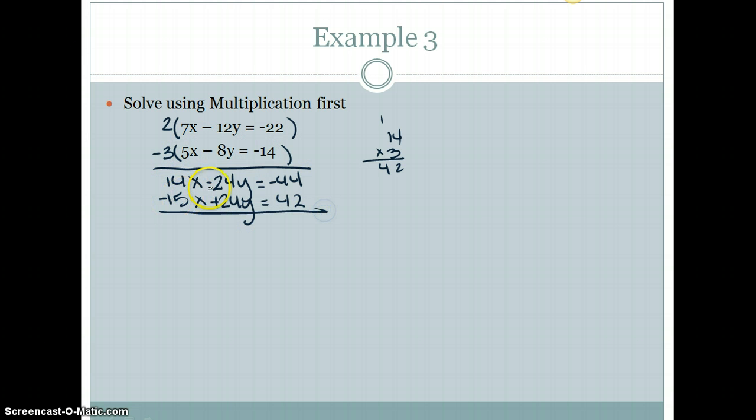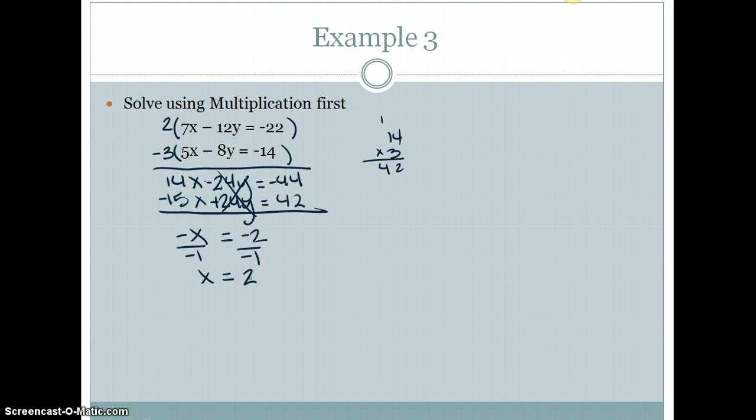From here, start by doing the addition. So 14x plus a negative 15x would be negative x. Negative 24y plus 24y, those will cancel. And negative 44 plus 42 would be negative 2. Divide by negative 1 or multiply by negative 1, and you're going to get x is equal to 2.